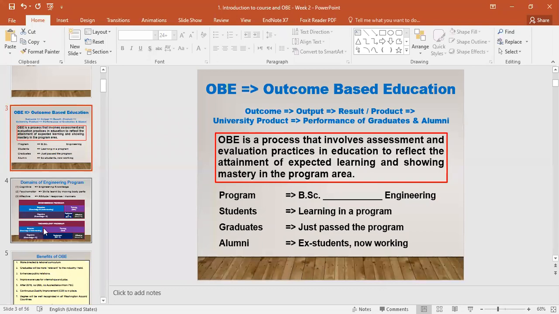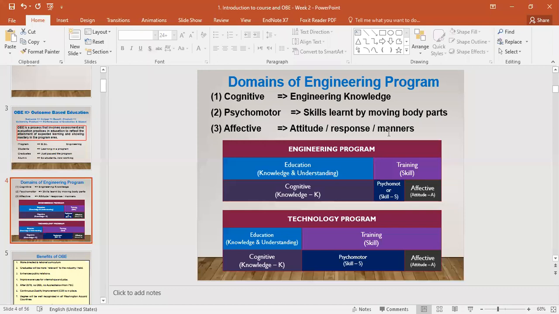Okay, so there are some domains in this system: the cognitive domain, psychomotor domain, and affective domain. These are theoretical, practical, and body language behaviors. Cognitive domain reflects the theoretical learning during a course, and psychomotor domain reflects the practical learning, the practical skill that we seek in this course or in any course.